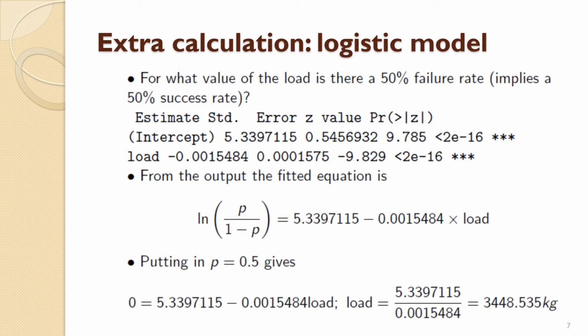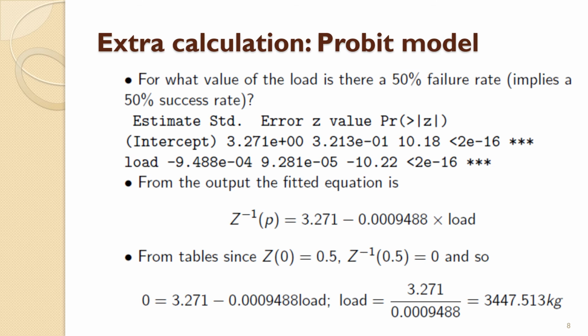Now, if this number is reasonable, what you should see is that if you do the same calculation for the probit model, then you should get a similar answer. So for the probit model, if you're asked the same question, for what value of the load is there a 50% failure rate? Since the thing either succeeds or fails, this must imply you've got a 50% success rate. So we've got the snippet of the regression output there, and from the output, the estimated equation is that Φ to the minus 1 of the probability is equal to the regression equation.